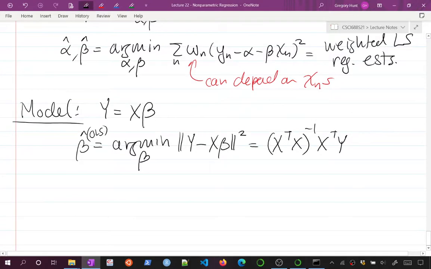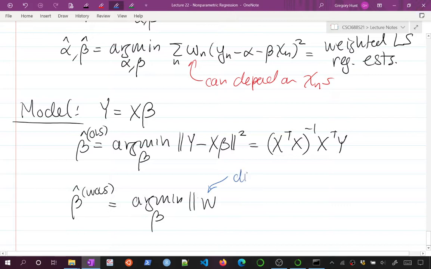But I could also weight this thing. Let's call it weighted OLS. And so instead of looking at y minus x beta, I could add in some matrix W here. And this matrix W is going to be a diagonal matrix of my Wn's. And this would effectively be weighting.